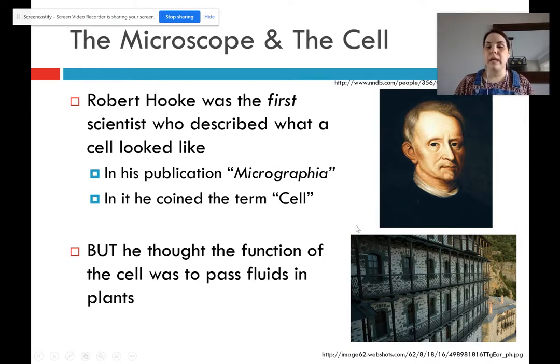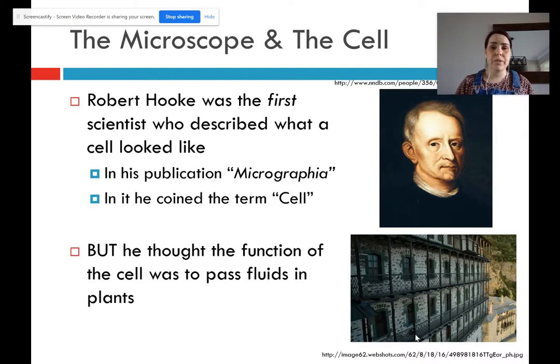He actually got the name from looking at monasteries. A monastery is kind of like a dorm room. There are small little rooms, one after another, after another, all in a path. Each of those little rooms where they stay are called cells. He thought it kind of looked like those little windows or little units in monasteries. So that's why he first called them cells.